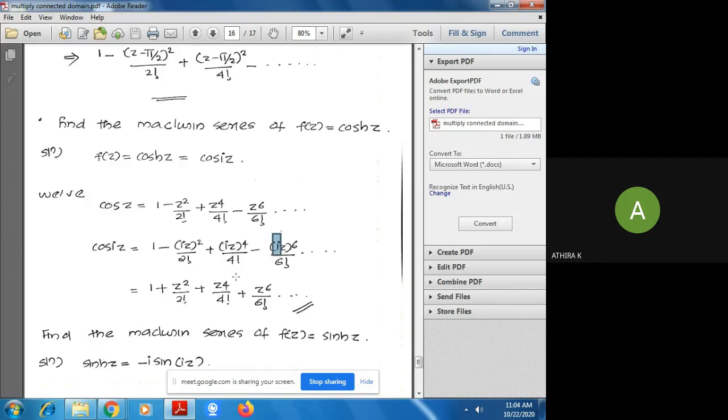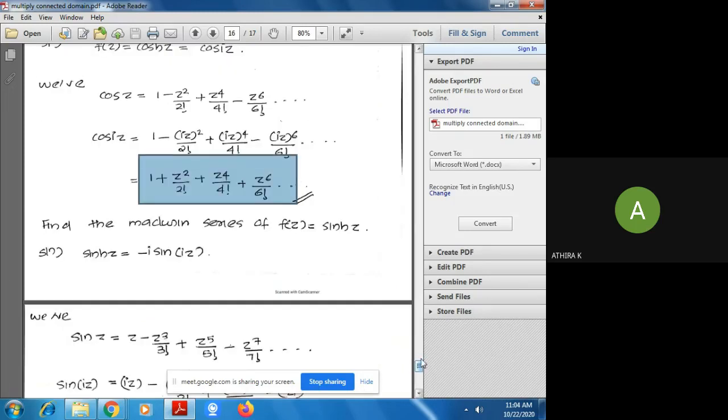This implies plus z raised to 6 divided by 6 factorial. So we get cos hz is equal to 1 plus z square by 2 factorial plus z raised to 4 divided by 4 factorial plus z raised to 6 divided by 6 factorial, etc. Is it clear?